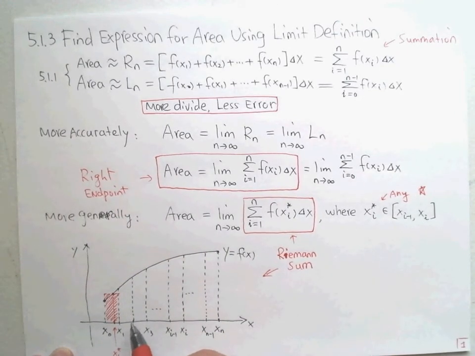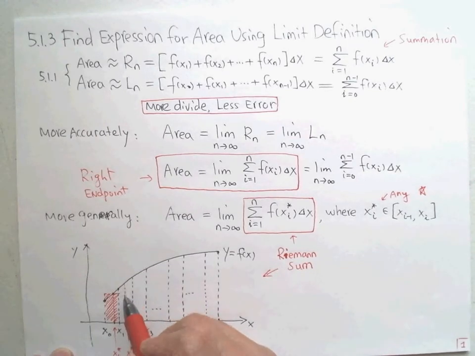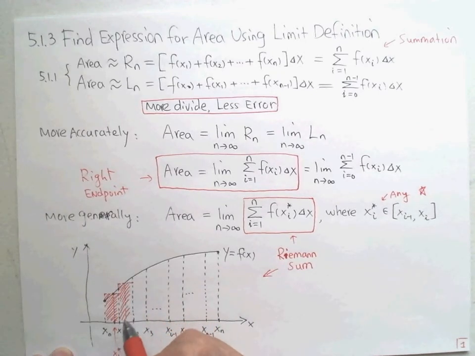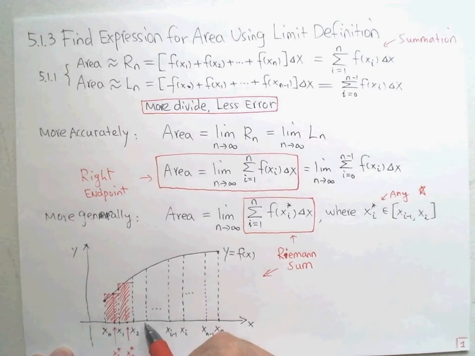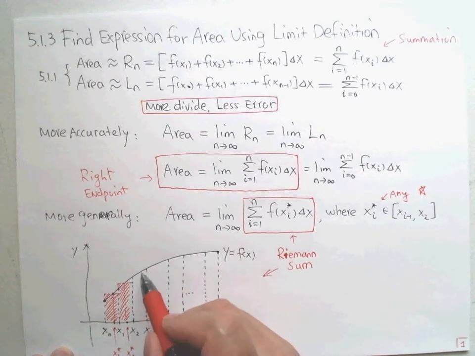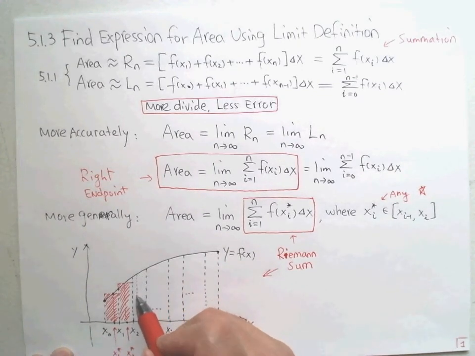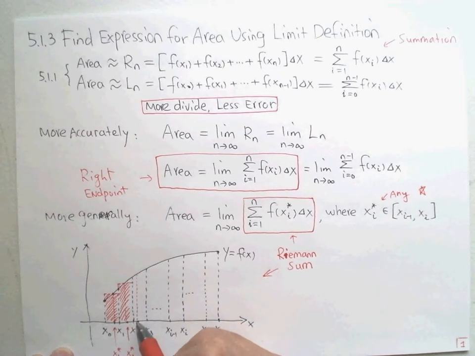I randomly pick one more. Look at x2, probably I pick the middle. It's still okay. This is x2 star. If I pick this one now, see the small rectangle goes to this, right? So this is x3 star, or probably I can pick any other.